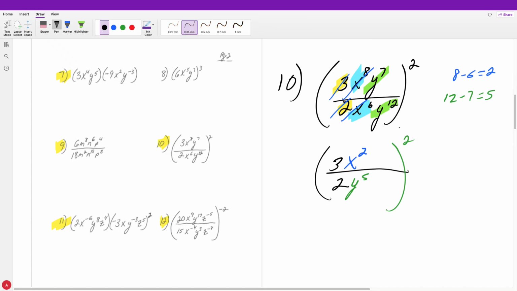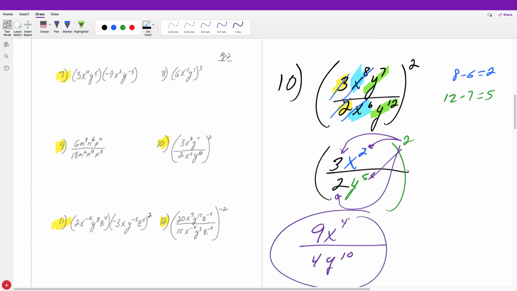Now I just am going to apply my power to a power rule. So we will square 3, so 3 squared is 9. And our rule of power to a power, we multiply, so I have x to the 4th. Then I'm going to square the 2, so that's 4. And my rule of power to a power, I multiply, so I have y to the 10th. And that will be our final answer.